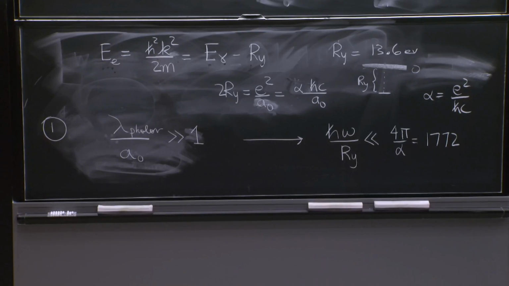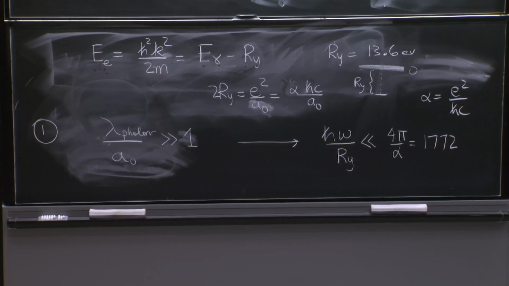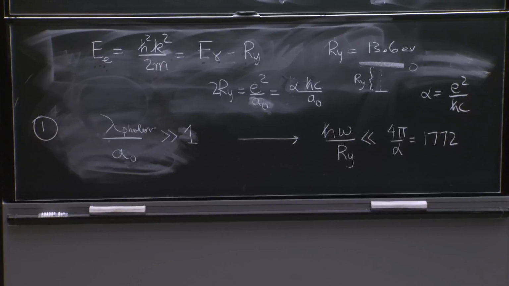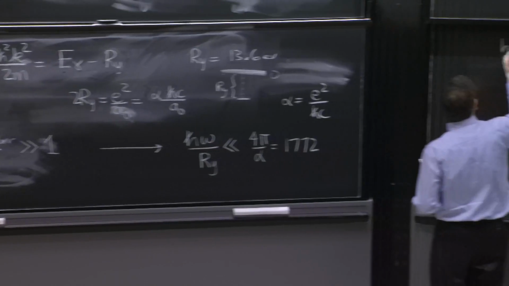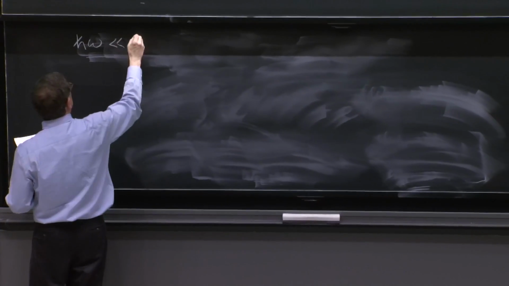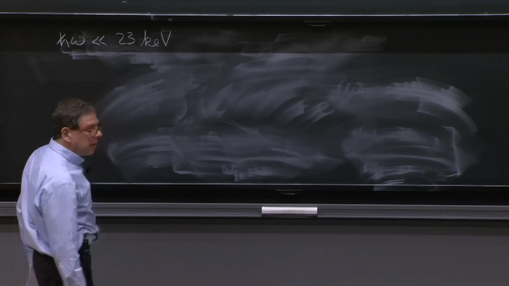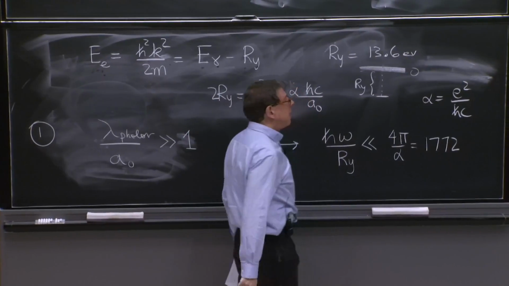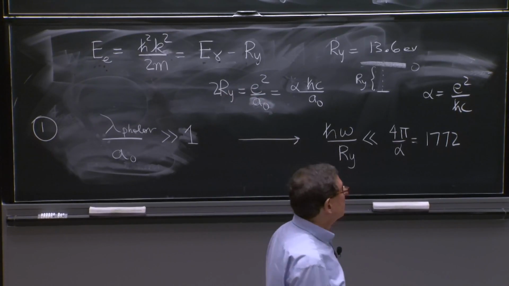And let's write it here. So that's a good exercise for you to do. You can see it also in the notes. It's just manipulating the quantities. And this actually says H omega is much less than 23 keV. Okay, 23 keV is roughly the energy of a photon whose wavelength is A0. That's a nice thing to know.